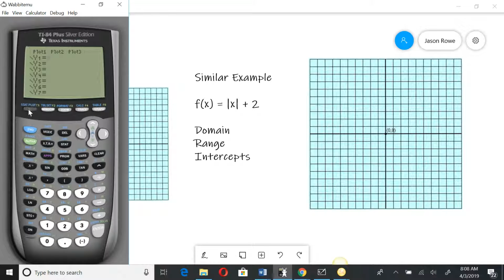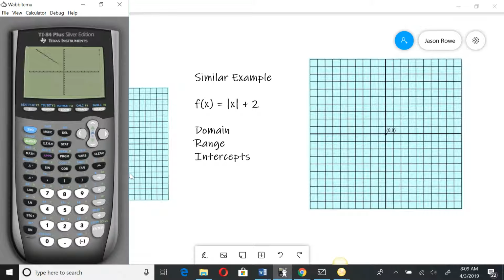We're going to go into Y equals right there, and type in the absolute value of x plus 2. How do you access the absolute value function? You hit the second button and then the 0, which brings up the catalog. This is the easiest way to do it, and there's the absolute value function right there. So we're going to type that in. On my calculator, it just says ABS and a parenthesis. So I'm going to type an X right there, arrow out of that, and type plus 2.